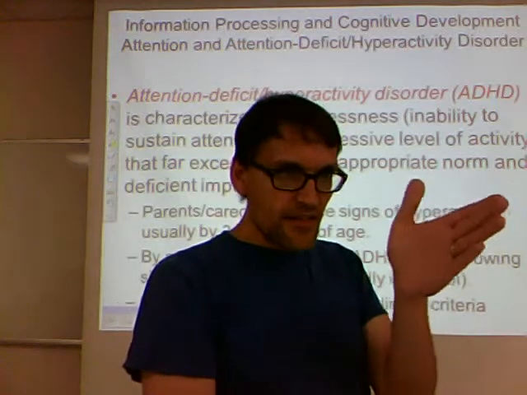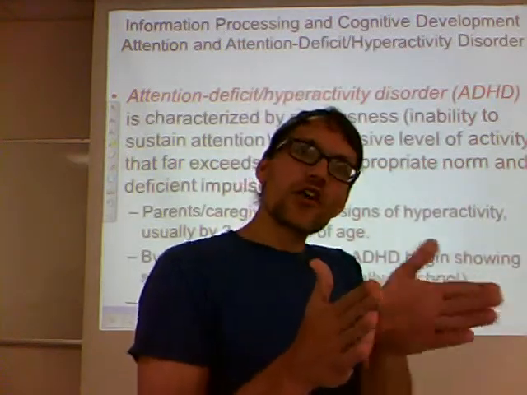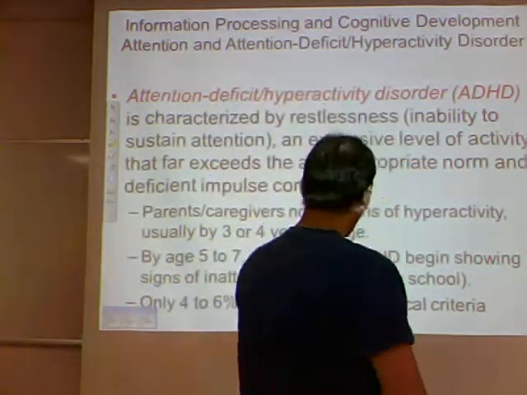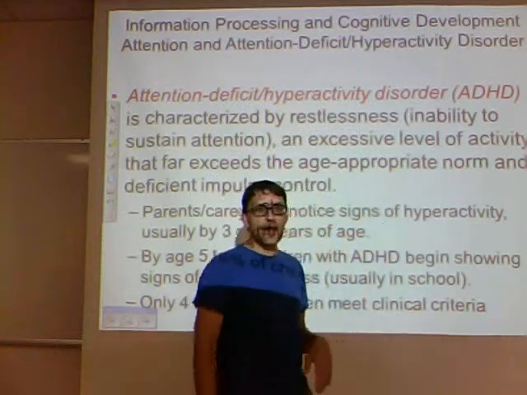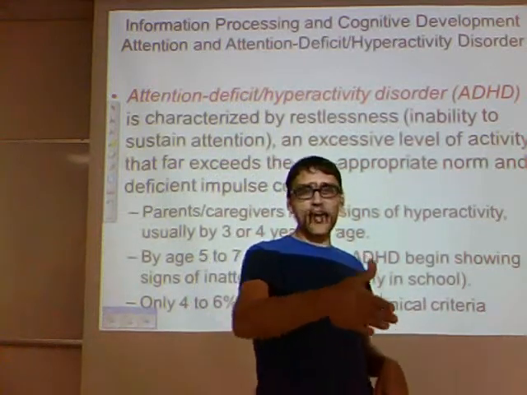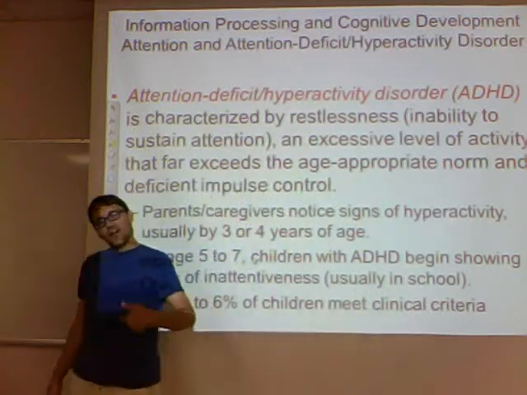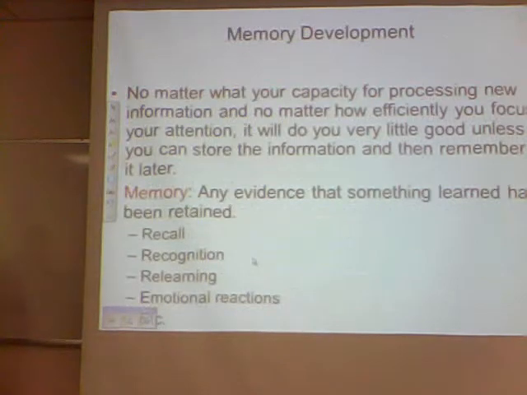This kid is exhibiting these symptoms. All right, he's a troublemaker, but he doesn't cross the line over into that area where he's got this label. So we say 4 to 6% meet the clinical criterion. Clinical criterion is literally a way of saying, here's a point on the line, 4 to 6% fall on that side of the line and get labeled. There are lots of kids that are close to that line causing trouble.